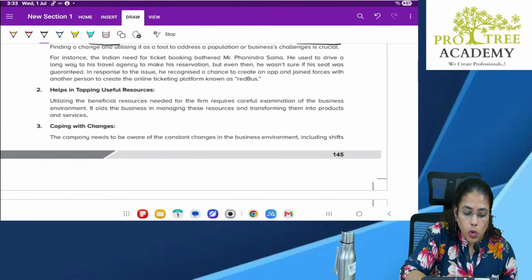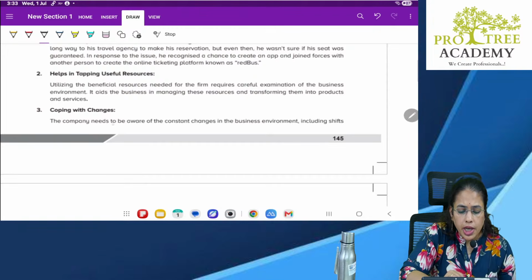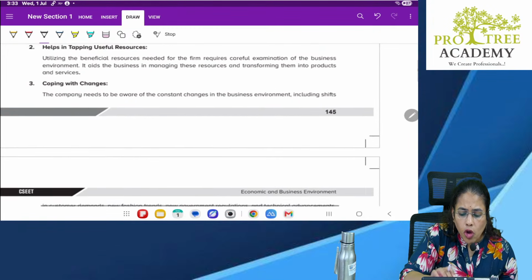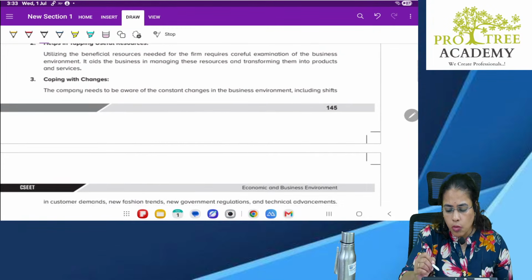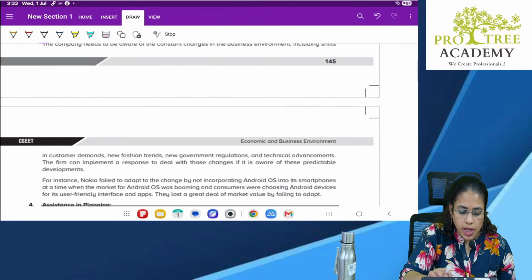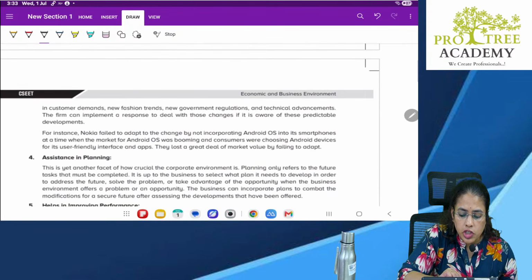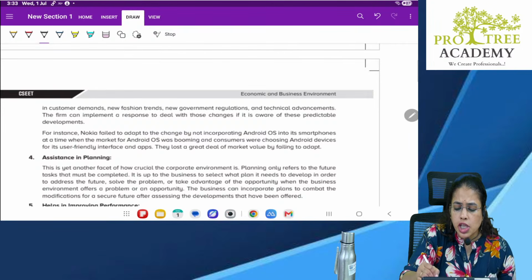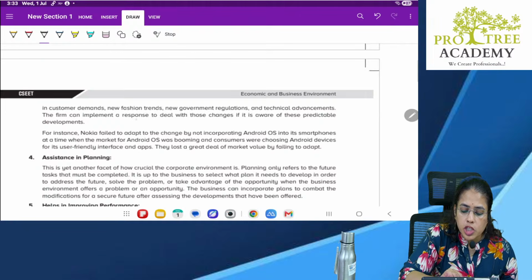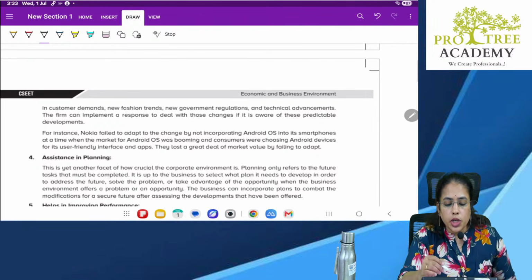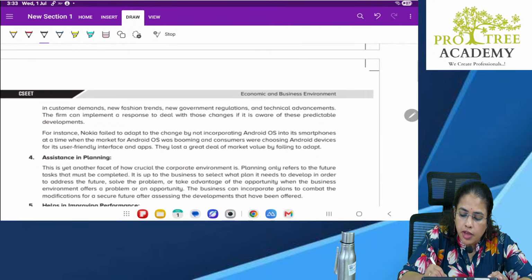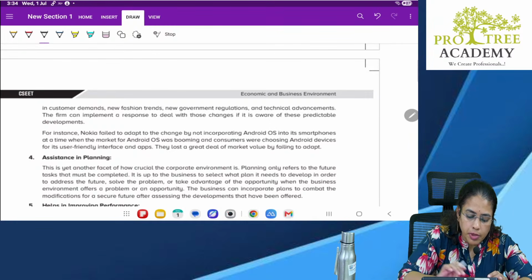Okay. Now, coping with changes. A company needs to be aware of the constant changes in the business environment, including shifts in customer demand, new fashion trends, new government regulations, and technical advancement. The firm can implement a response to those changes if it is aware of these predictable developments.